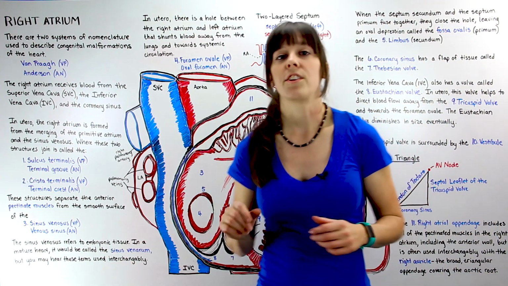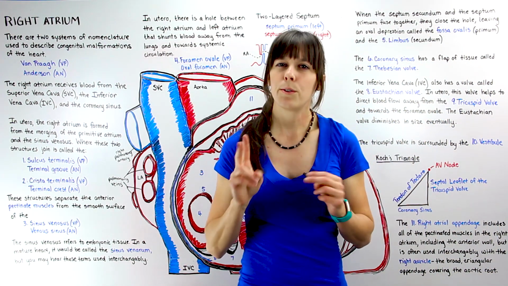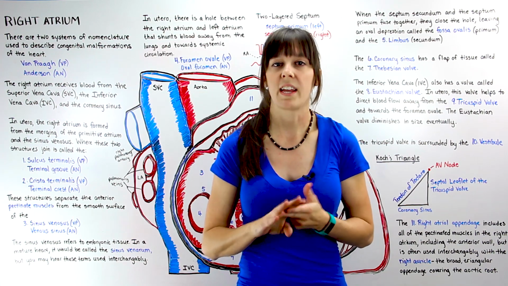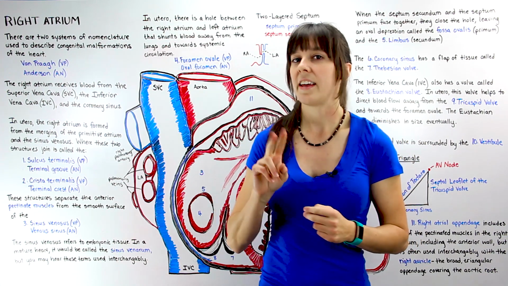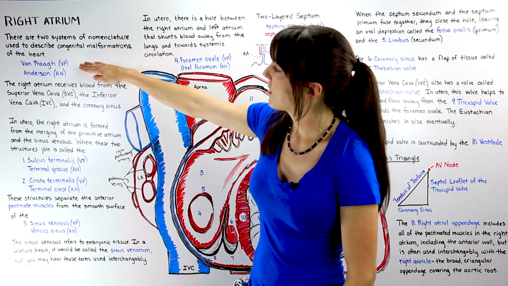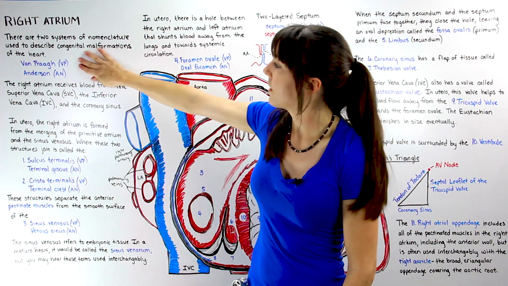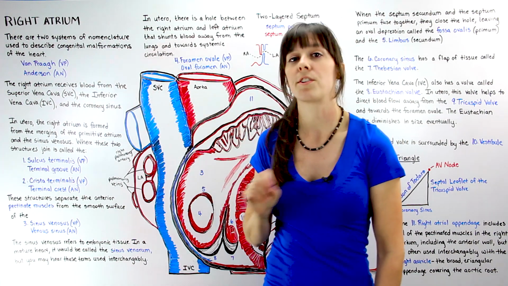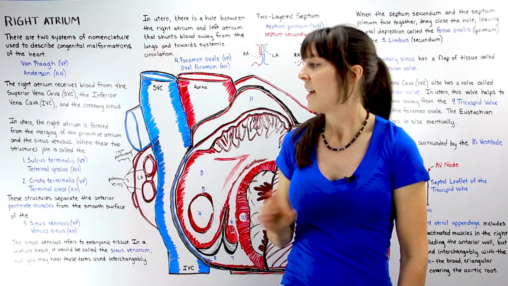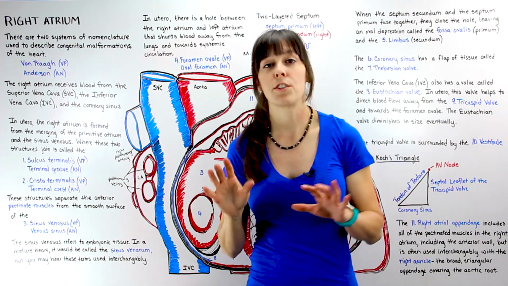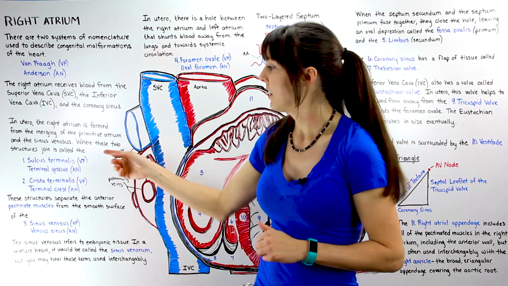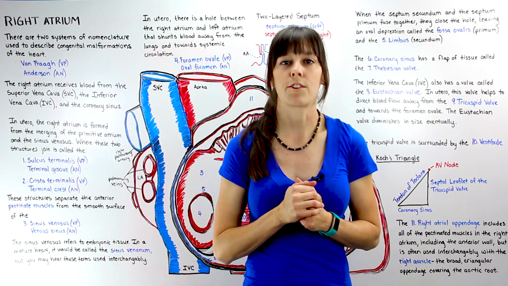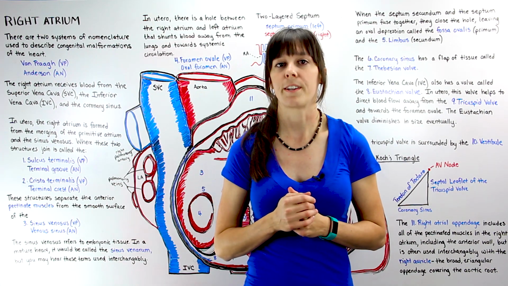When describing congenital malformations, there are two common systems of nomenclature used to describe both the anatomy and these malformations, and they are the Van Praagh system of nomenclature, which we've abbreviated VP, and the Anderson system of nomenclature, which is abbreviated AN. And for each structure for which the two are named differently, we've identified them in parentheses so that you'll know that they're the same structure with just a different terminology.